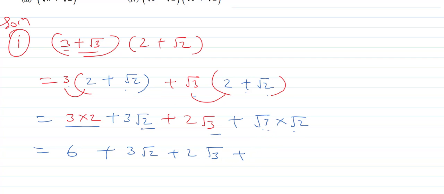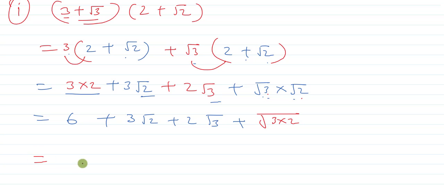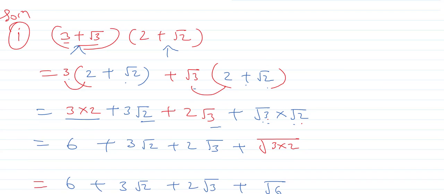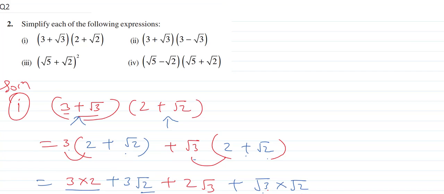But here I can write in bracket in square root 3 into 2, that is 6. So the final answer will be 6 plus 3 root 2 plus 2 root 3 plus root 6. In this way, we have simplified an irrational number into a rational number. But here, this irrational number is formed by addition of rational number and irrational number. That we have to notice. So this was the first question's simplification.